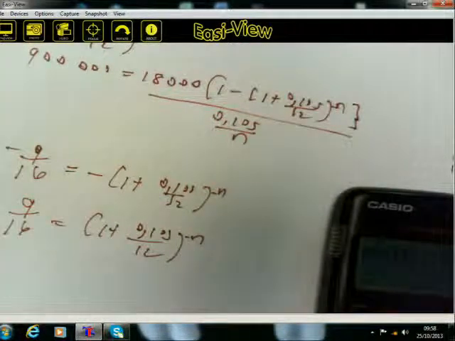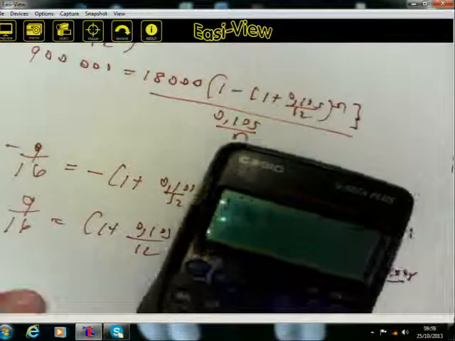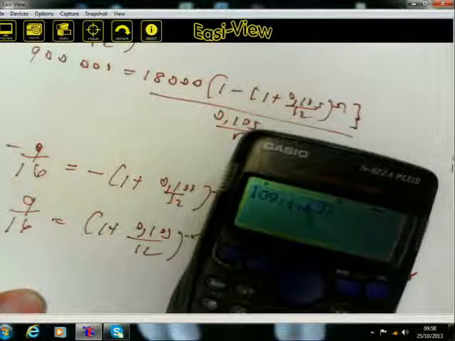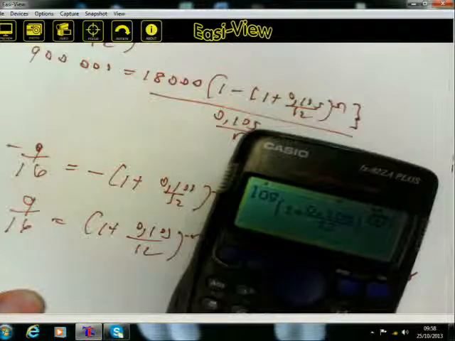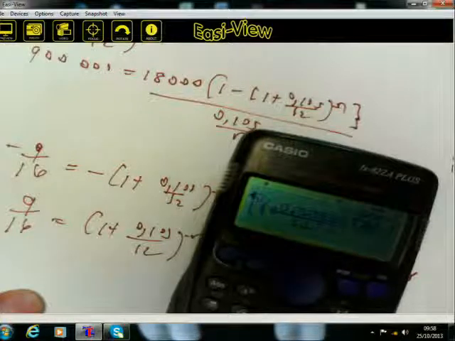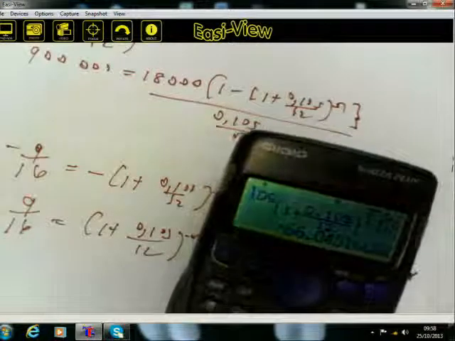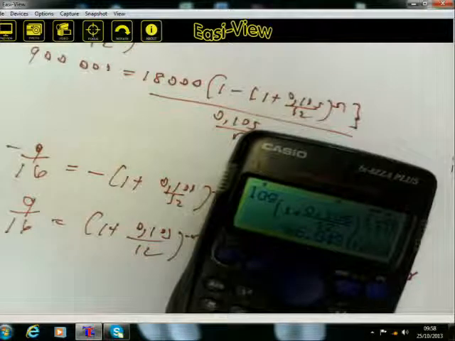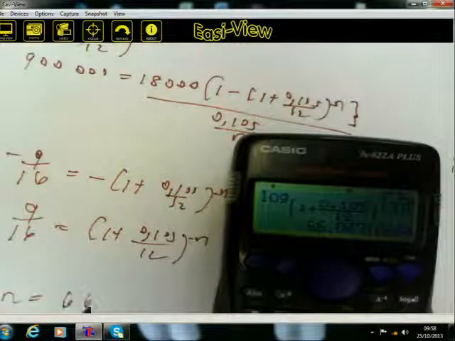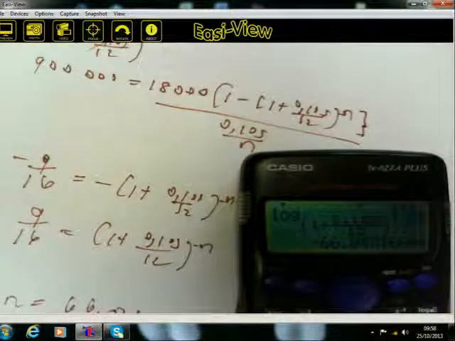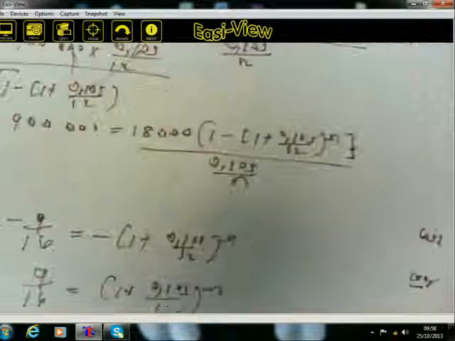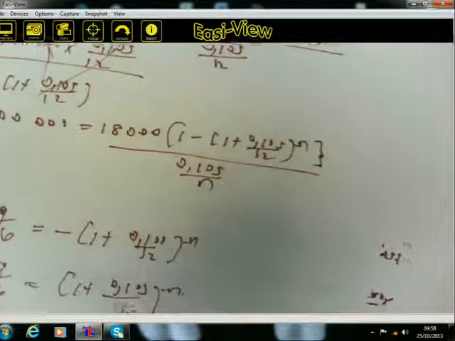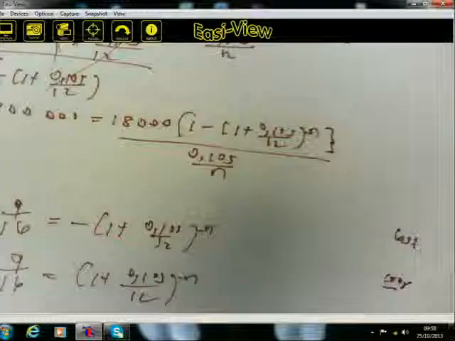And then good people, what do you do from here? You can apply the logs. You say, okay, log here, what is your base? Your base is 1 plus 0.105 divided by 12. Of course, those brackets, what is your number there? Your number is 9 over 16. This will be your answer, negative 66, and then you divide both sides by the negative. Then you have your n as 66.04. Of course, when you look at this one here, it means you will be able to live from this investment for 66 months.